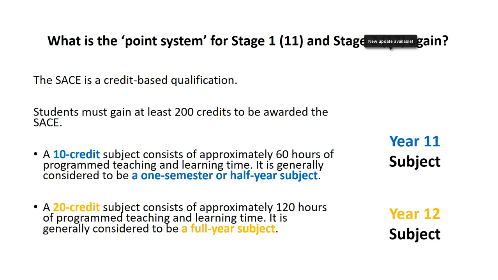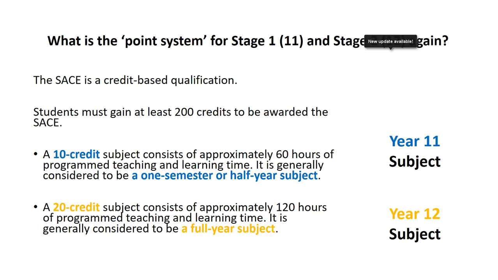Another question commonly asked was, what is the point system for Stage 1, Year 11, and Stage 2, Year 12 again? Once again, SACE is a credit-based qualification, whereby students need to gain at least 200 credits to be awarded their SACE certificate. A 10-credit subject consists of approximately 60 hours of program teaching and learning time. It is generally considered to be a one-semester or half-year subject. This is why your 10-credit Year 11 subjects change at the end of the semester.